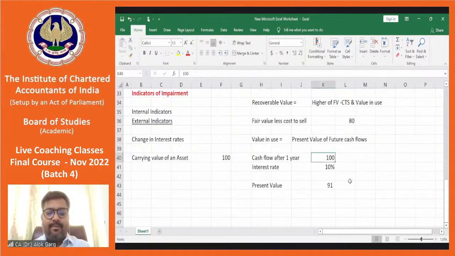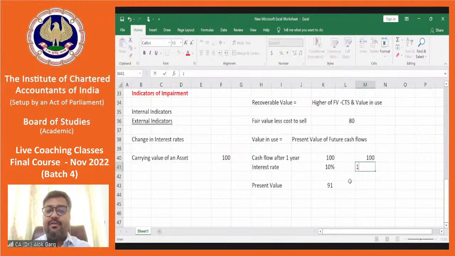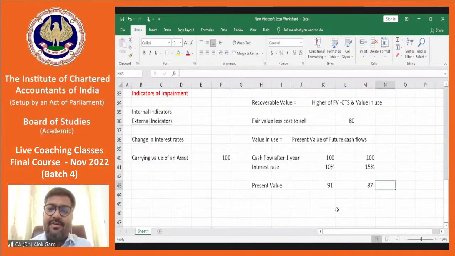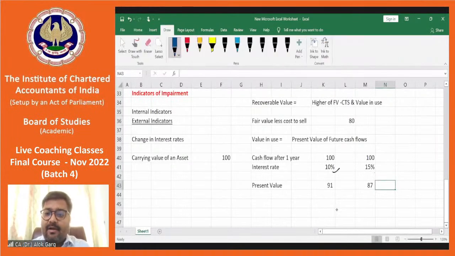Assuming the same example, my cash flow is 100 rupees after 1 year. The interest rate has been increased from 10% to 15%. Then what is my present value? My present value is 87 rupees. So guys, when the interest rate increases from 10 to 15, my present value is decreasing. My value in use is decreasing.